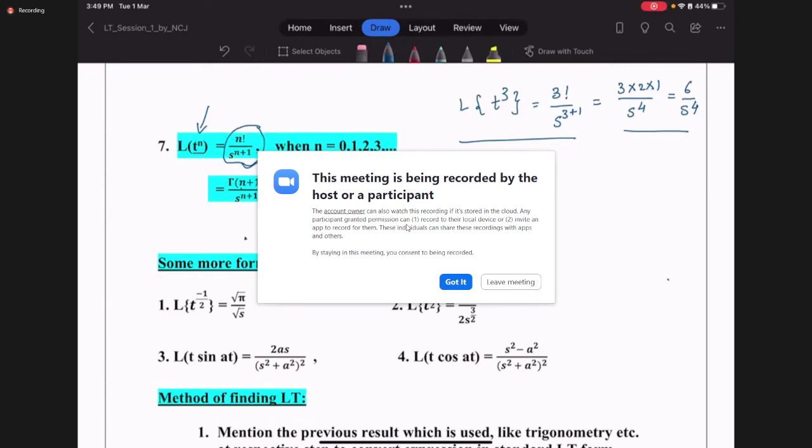Which formula I should use? Gamma वाला. ये gamma n plus 1 upon s raised to n plus 1. I am going to use this formula. This is known as simple formula. हम इसे बोलेंगे gamma वाला formula. Gamma वाला formula कब use करोगे?